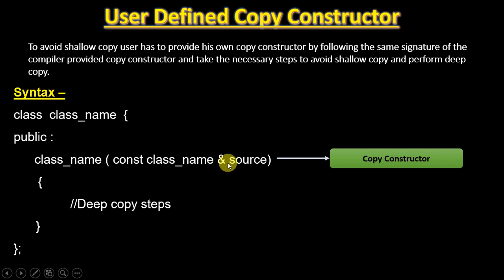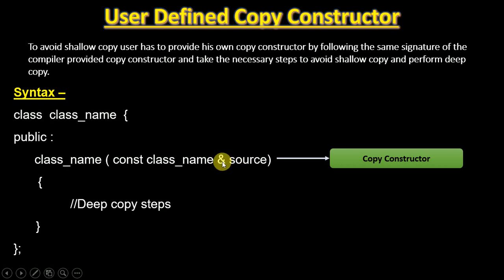Now you can try it, but you cannot experience the recursive calls, because if you remove the reference and write the copy constructor like this, class name const class name without reference, then you will get a compilation error saying that it is not matching with your default copy constructor signature. So now you will get an ambiguity there.